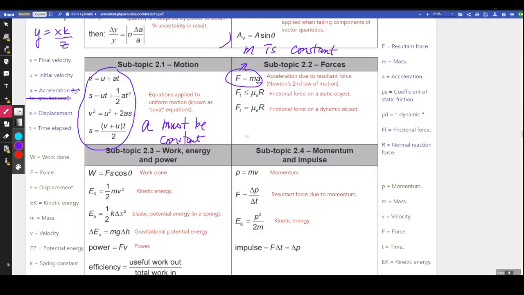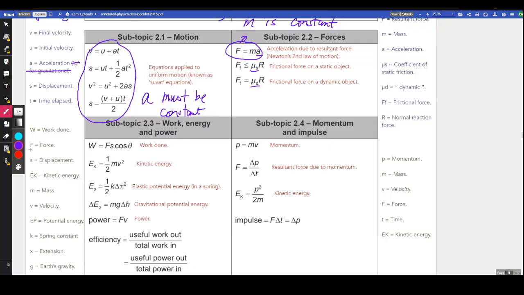The other 2 equations are about friction, and obviously one is about static, that means it's not moving. Dynamic means when the object is moving already. So I wouldn't say anything that is too special. I would rather say something that you should probably memorize, as in the new equation in this data booklet.